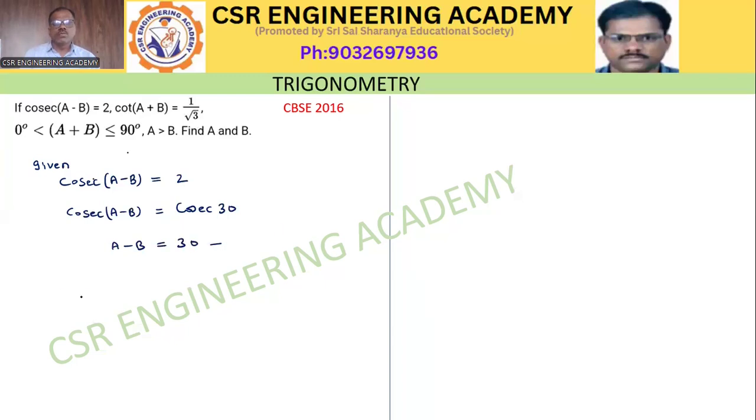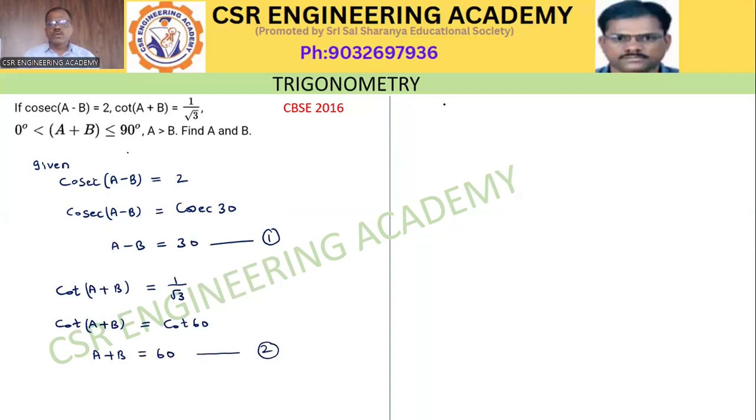Cot(A + B) = 1/√3. Cot(A + B) = cot 60°. A + B = 60°. Equation 2: A - B = 30°. A + B = 60°.